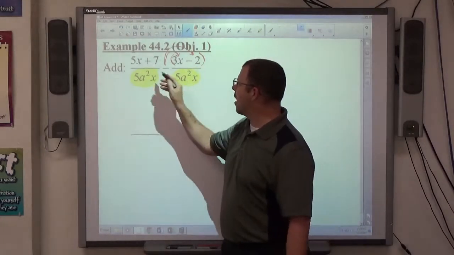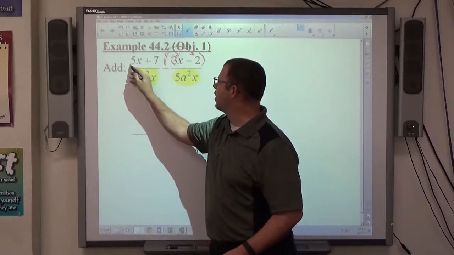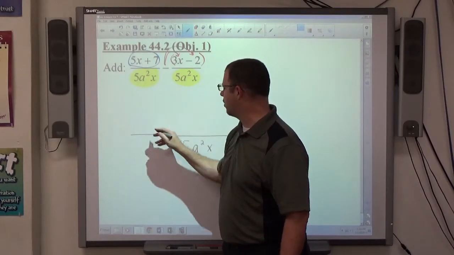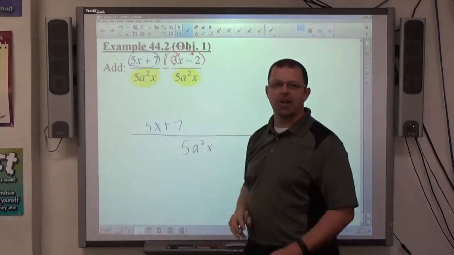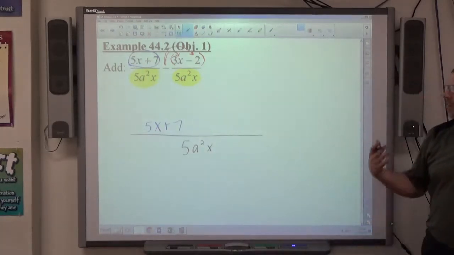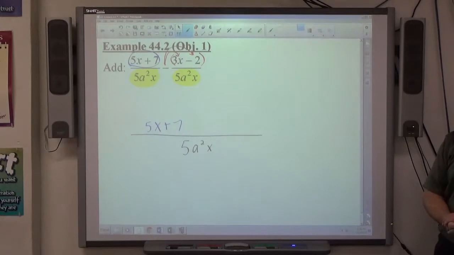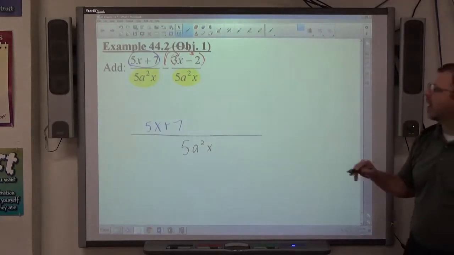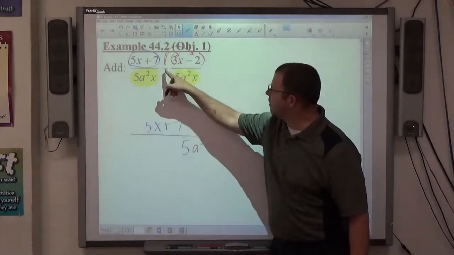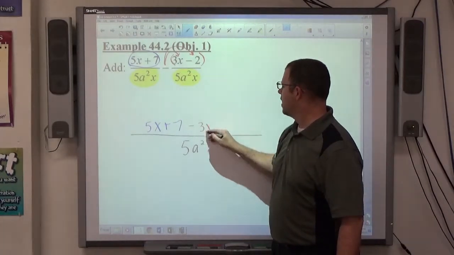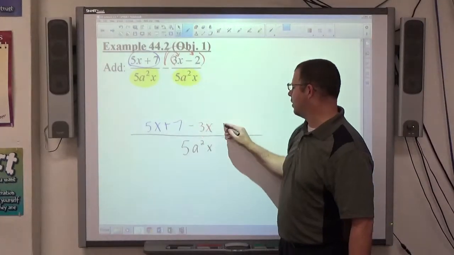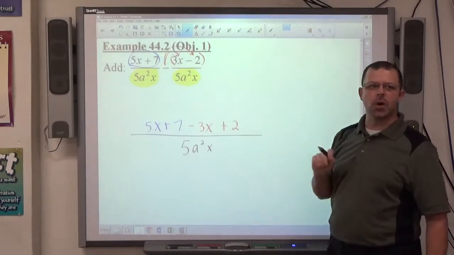What I usually do with a problem like this is I do it in 2 steps. Step 1 is I write down what the tops will be. So this is just 5x plus 7, because there's no sign in front of that fraction influencing anything. So the signs are what they are. 5x is positive, 7 is positive, everything's fine about that. The second fraction, this minus sign is going through this whole thing. So minus 3x, and then minus 2 is equal to plus 2. And again, that happens quite often.